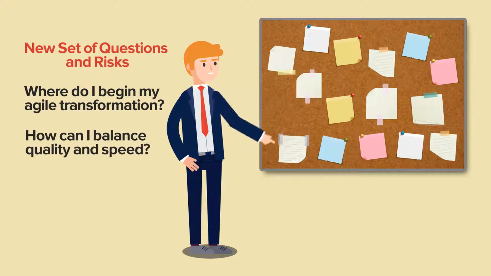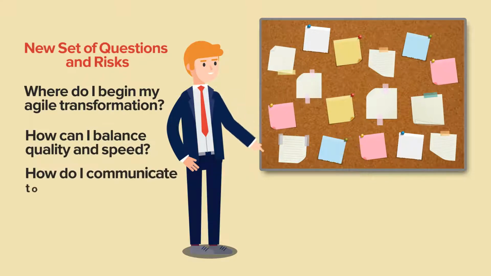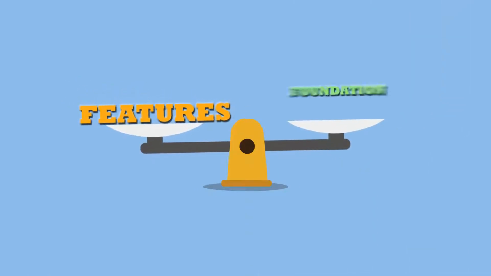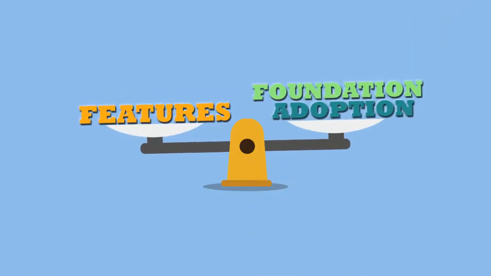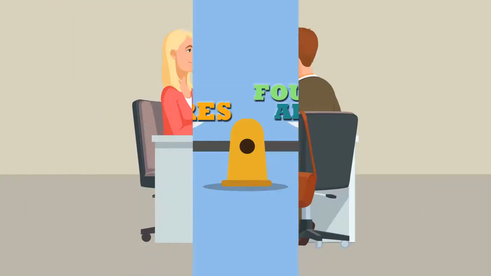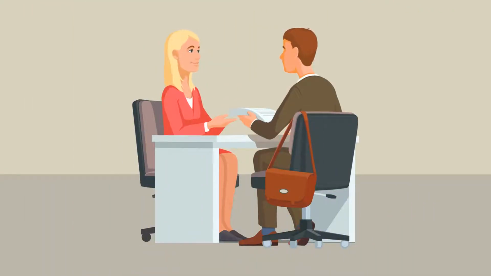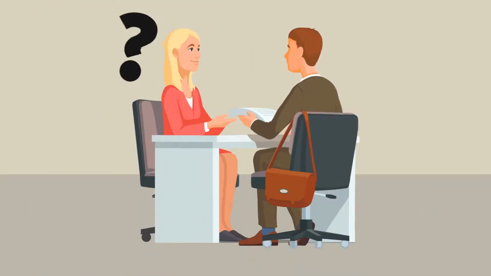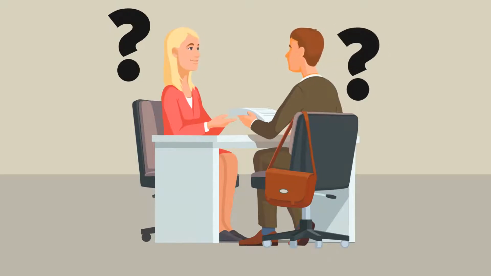How can I balance quality and speed? How do I communicate to management and between my teams? Features have to be balanced with foundations, and adoption rollouts have to be planned. The problem is, how can we objectively accomplish this at a scale with the right speed to delight our customers?